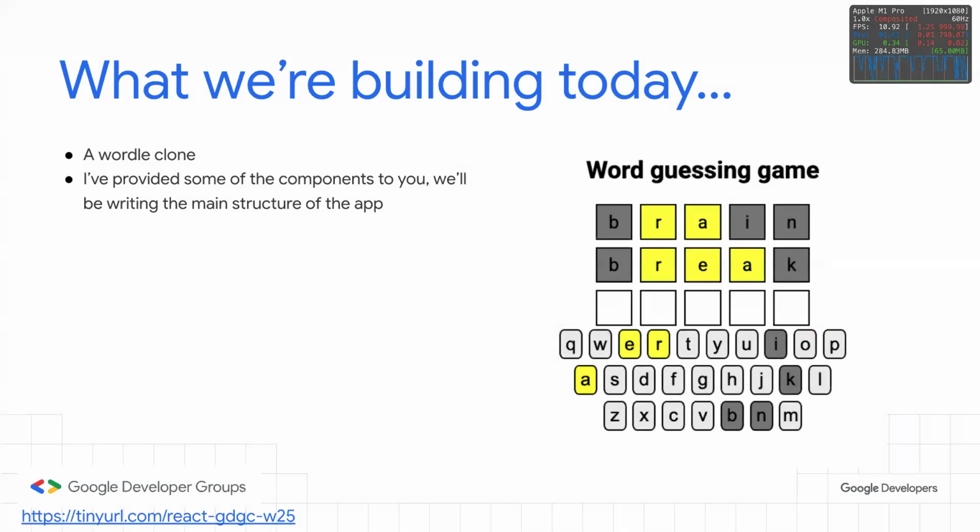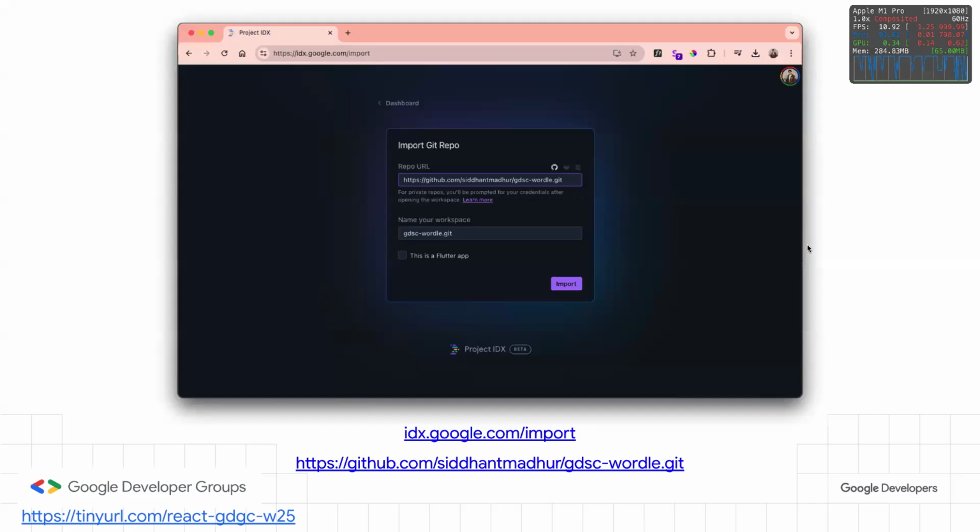So this is what we're going to be building today. We're going to be building a Wordle clone. I'm going to be building it with you guys. If you guys can open the slides, on slide, I don't know what slide it is. Yeah, on slide 14, I have two links, one for IDX and then one for the GitHub. Open up idx.google.com/import and then copy this link and copy it as a repository.